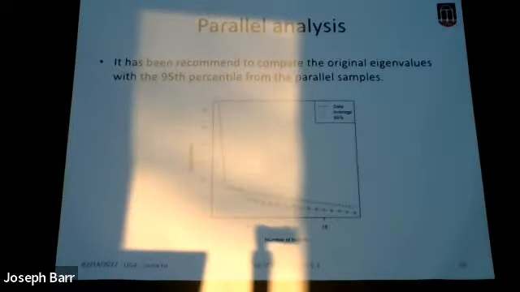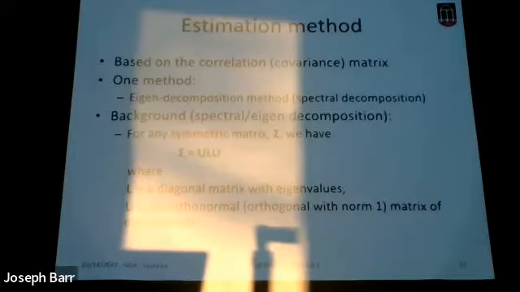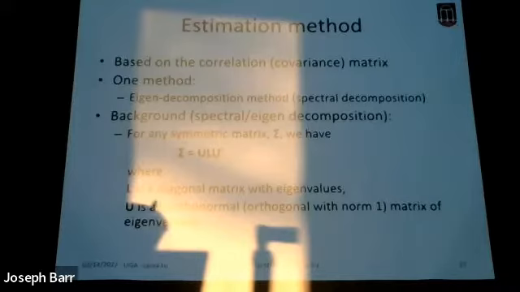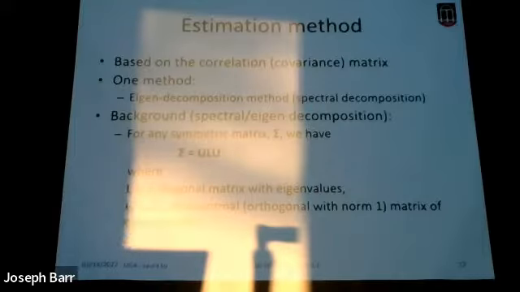If you don't have any question, let's move forward to the estimation method. How are we going to get the parameter estimates? Again, we are going to base it on the correlation matrix. In some cases we use the covariance matrix, but in most cases we use a correlation matrix for EFA. We have different approaches. The first is eigen decomposition or spectral decomposition, just like we mentioned before. We can also use the maximum likelihood method.